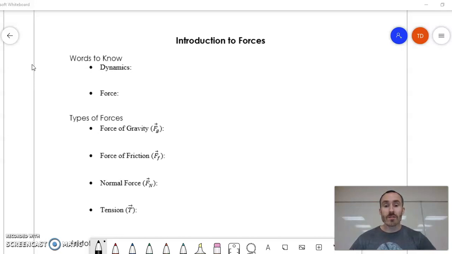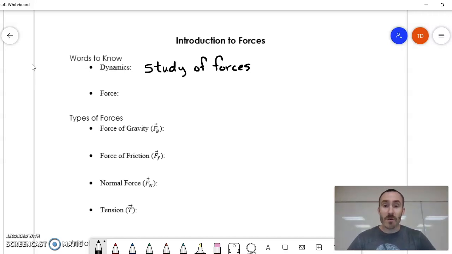Now we're still going to study the relationship between force and motion, or force and change in motion, but we're going to focus more on the force side of things. So first of all, dynamics is the study of forces. And you've probably learned back in elementary school that a force is a push or a pull, as simple as that. And that's really the definition that we're going to hang on to for now.